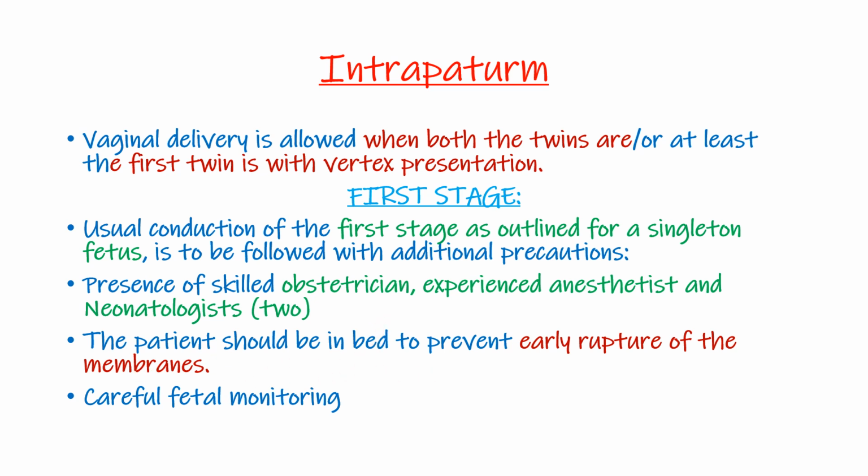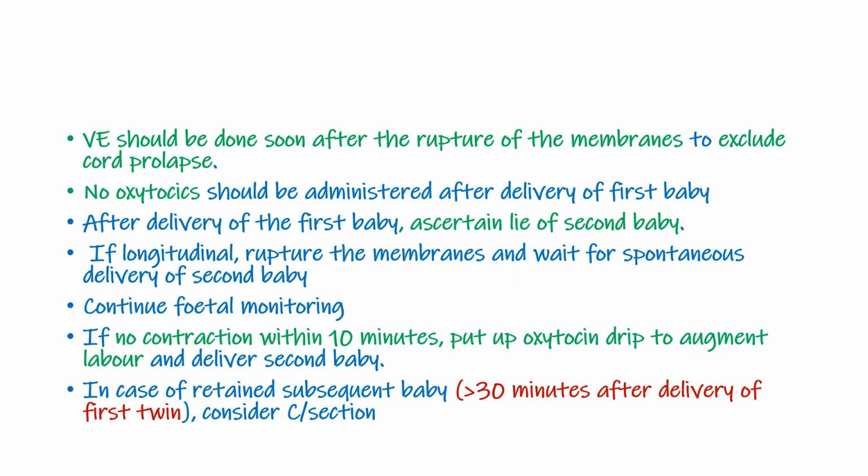Patients should be on bed rest to prevent early rupture of membranes. In addition to that, you do fetal monitoring. A VE should be done as soon as rupture of membranes occurs to exclude the risk of cord prolapse. So cord prolapse is a complication of multiple gestation.